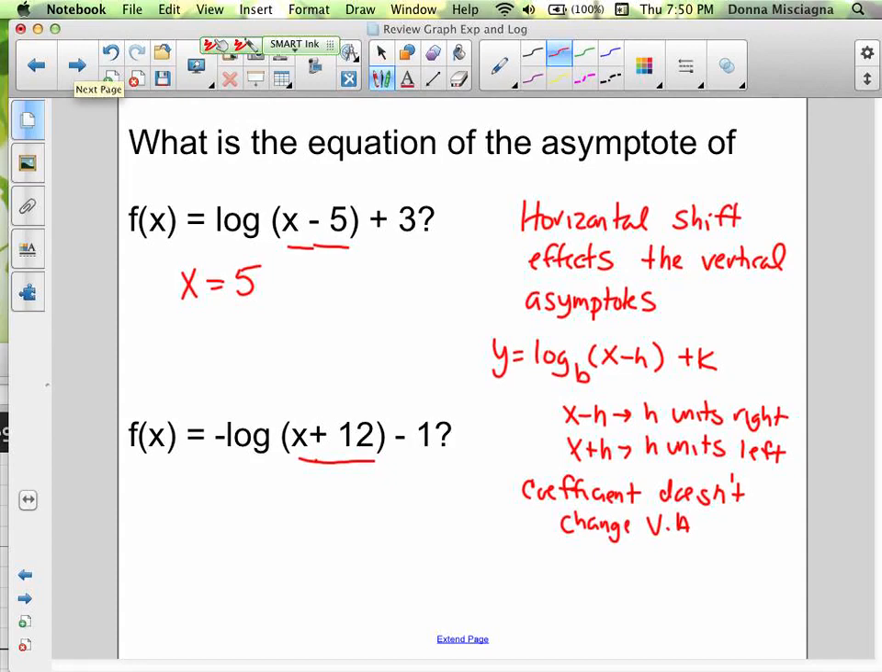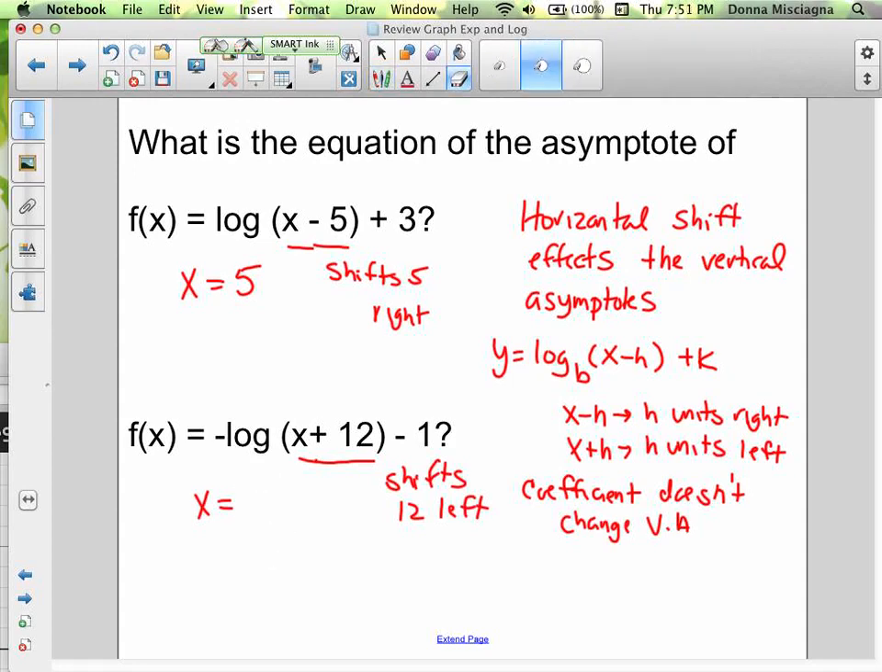All right, so maybe I should write that in: shifts 5 right. This shifts 12 left, and that means our vertical asymptote is x equals negative 12. Let me write that neater. X equals negative 12. And by the way, a horizontal line is y equals, a vertical line is x equals. And that's it. So this took a little longer, but writing equations of graphs is a little tricky.